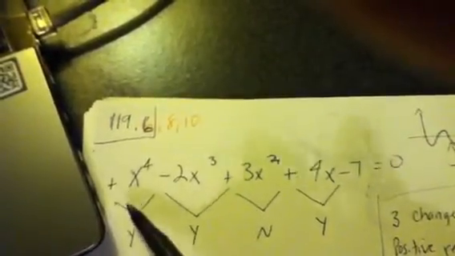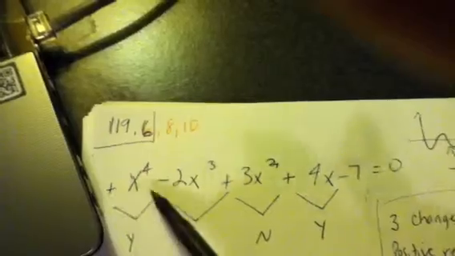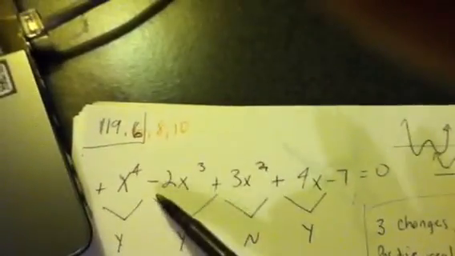So what we do is we count the sign changes. I already wrote yeses and nos on it. The first term is positive, the second term's negative. So I encountered a sign change, right? I went from a positive to a negative, so I wrote a Y for yes. There was a sign change.